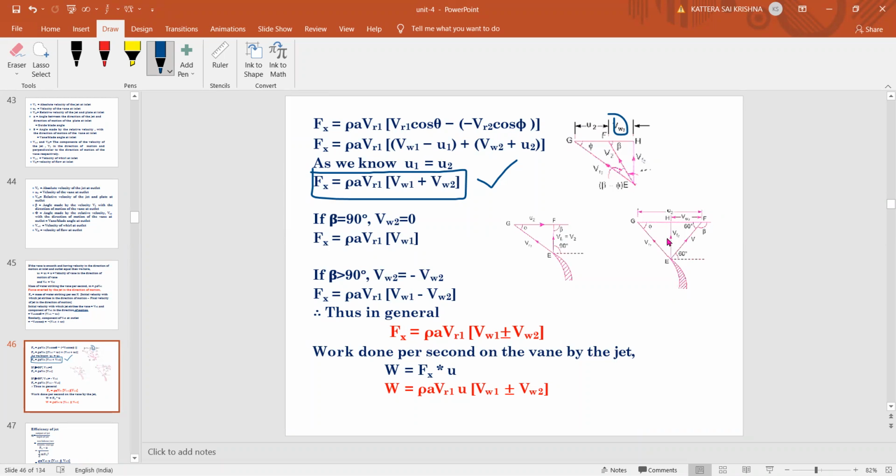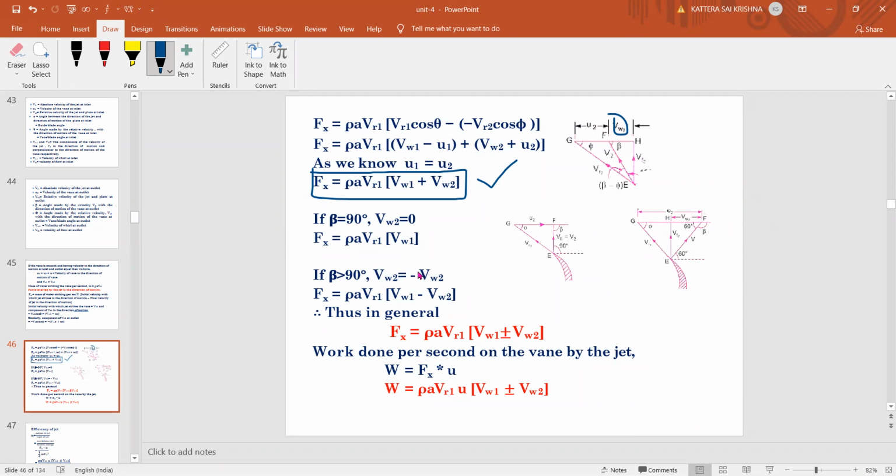Similarly, if beta is an obtuse angle, that is, if beta is greater than 90 degrees, what happens? This beta will come outside like this. Try to understand what I'm telling. This line, if it is 90, will be here, so VW2 becomes 0 if beta is 90. If it is coming outside, we get minus VW2, because the sign is changed here, in the opposite direction. So at that time Fx equals rho A VR1 into VW1 minus VW2.